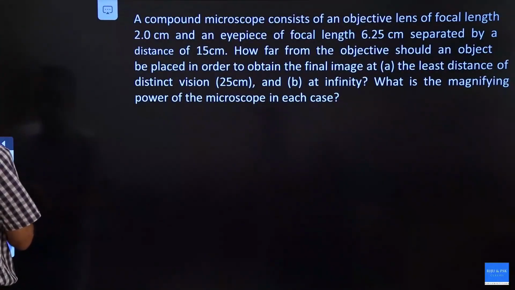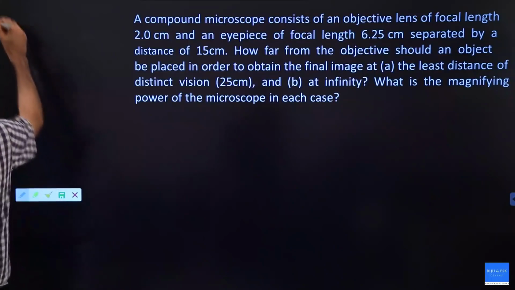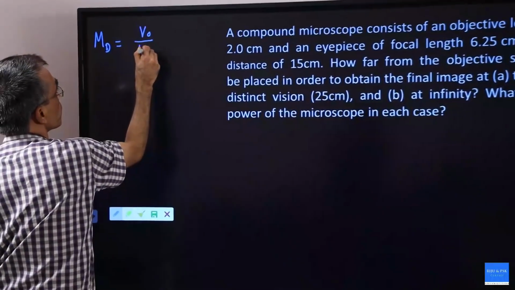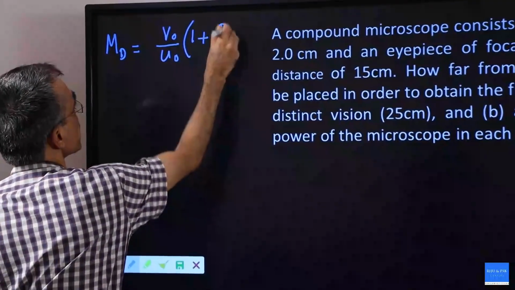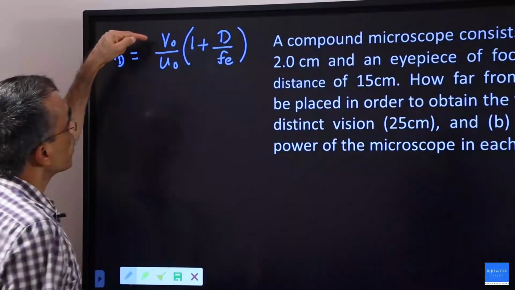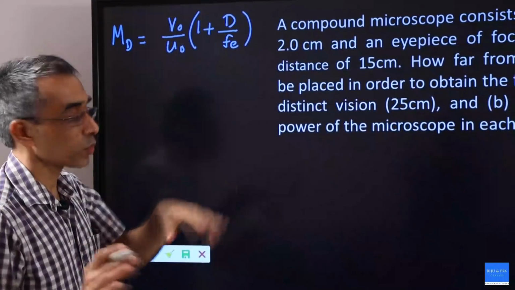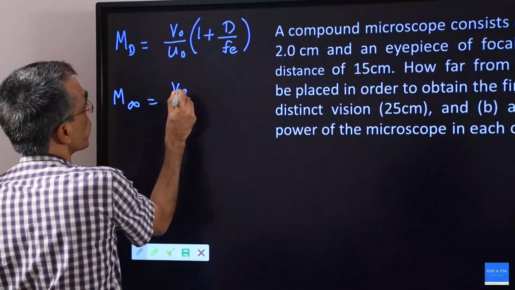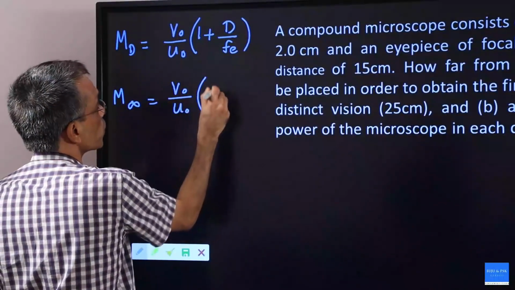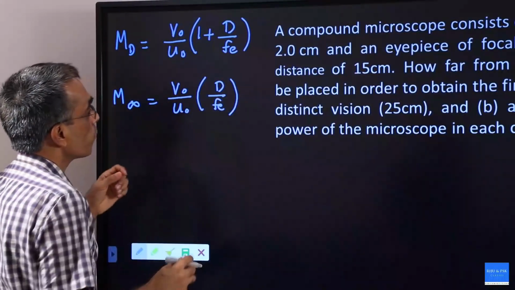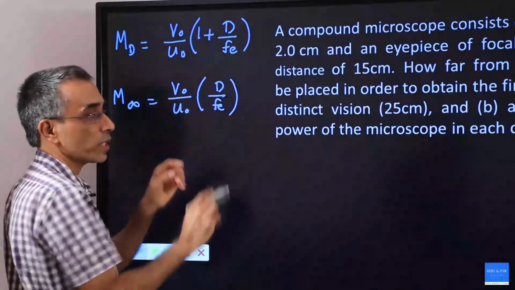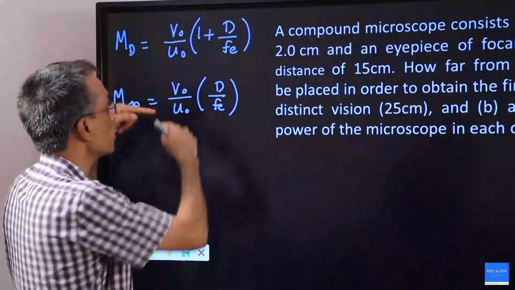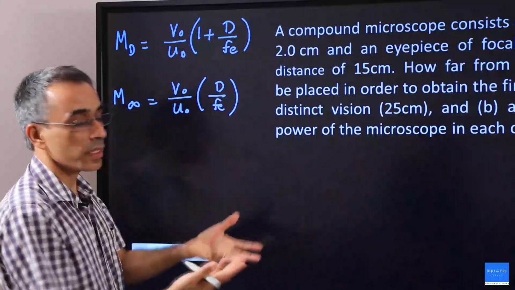If you study that properly, you will understand that the magnifying power when the final image is at D is given by VO by UO into 1 plus D by FE. The negative sign is optional, even without it, it's okay. Now if the final image is at infinity, this will reduce to VO by UO into D by FE. Once you get the values of VO, UO, D, FE, you do not have to apply sign convention here, directly substitute their magnitudes. But to get VO and UO, you may need a sign convention.